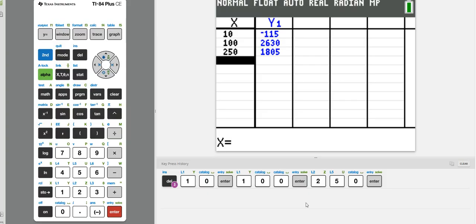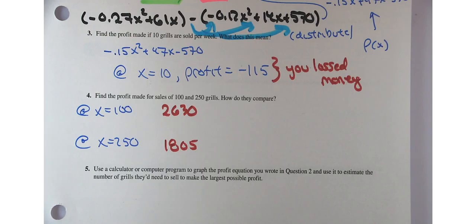And notice that we made less. Even though we made more or sold more, we made less. So that's kind of troubling. But the money we made was $2,630 when we sold 100 units and $1,805 when we sold 250 units. So we kind of took a little bit of a haircut selling those extra units. We made less money even though we produced and sold more goods.